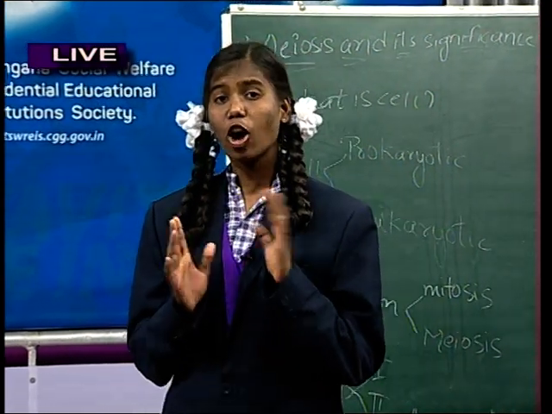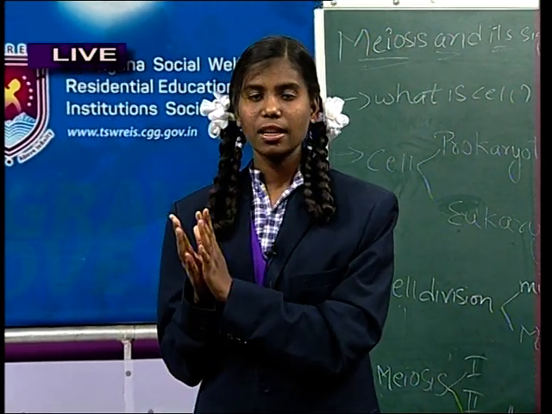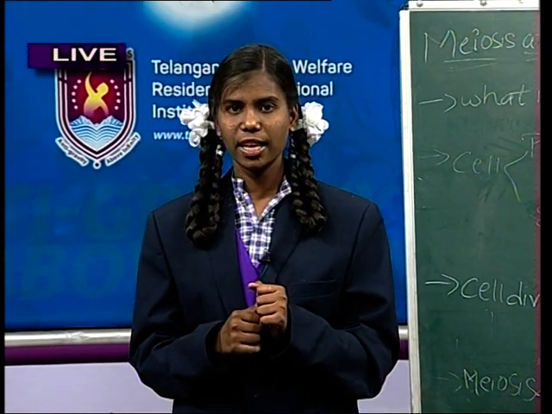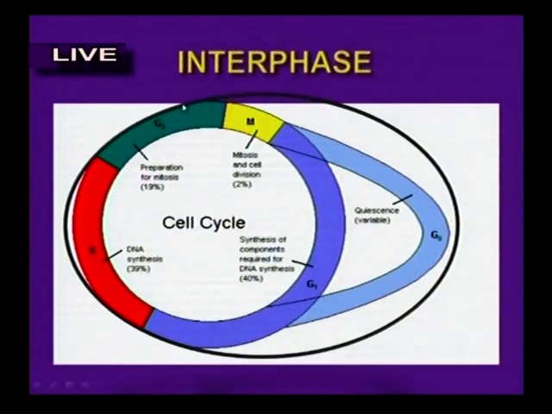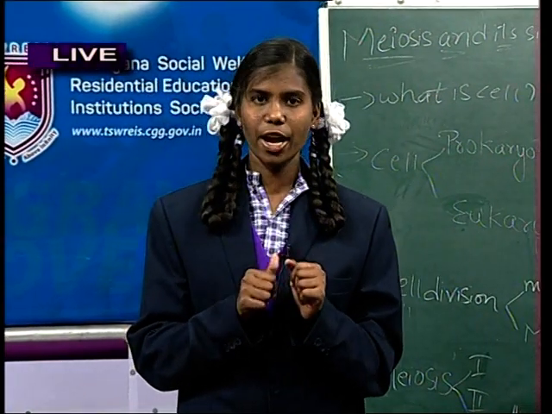Also here in interphase, we can see that sister chromatids condense. It means they become thick during interphase. Next one is growth 2. We have completed growth 1 and synthesis, and now growth 2. So, what is growth 2? Growth 2 we can observe in mitosis, but it is not present in meiosis.